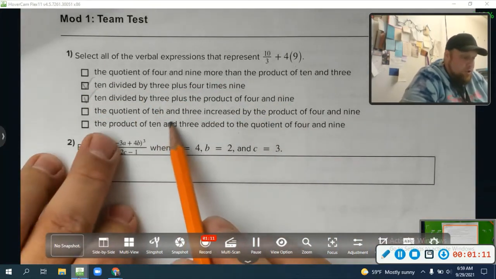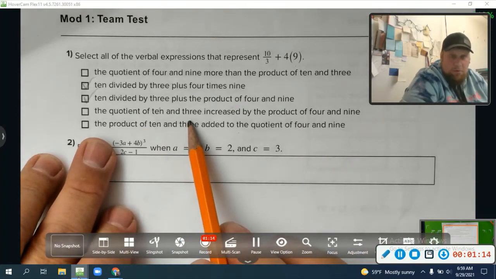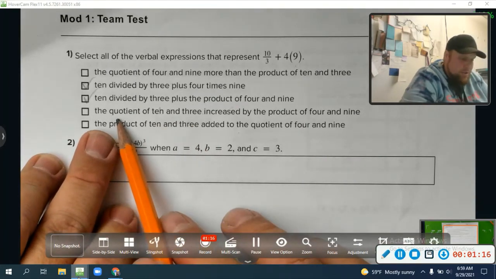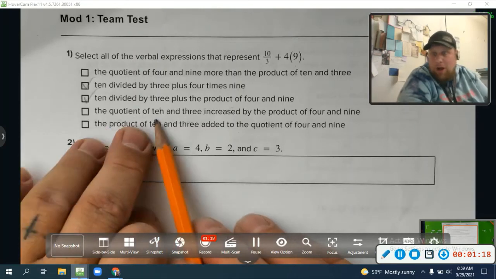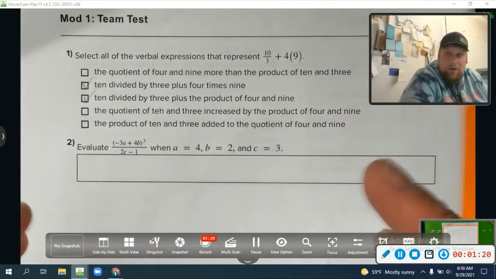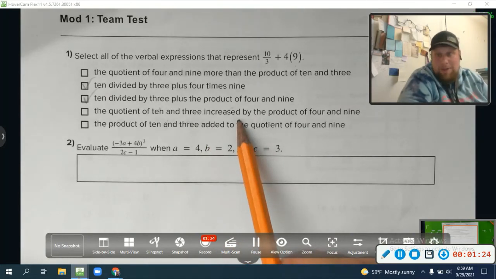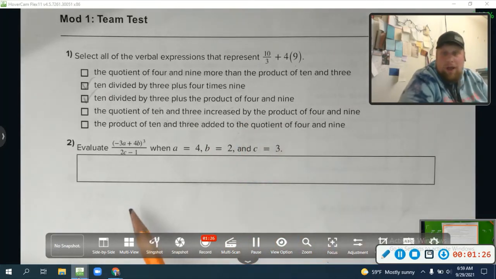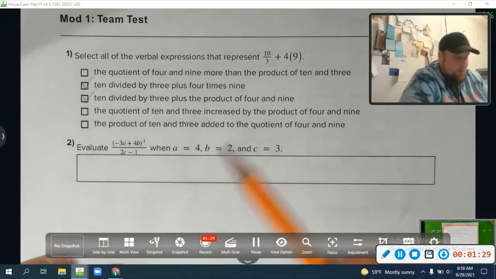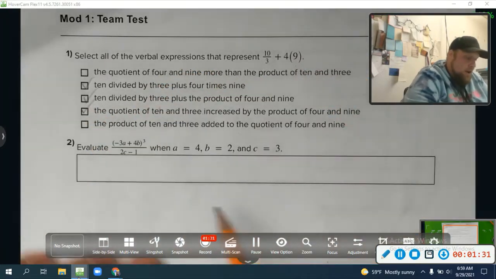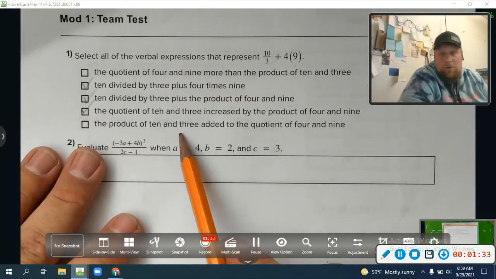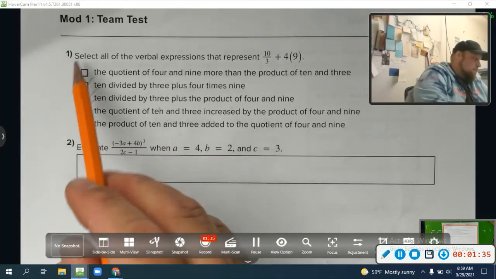The quotient of 10 and 3, well, that's 10 divided by 3. A quotient is an answer to a division problem. So the quotient of this, we're saying I want to divide 10 and 3. Increased by means plus the product of 4 and 9. Again, product of 4 and 9 is multiplying. That works. The product of 10 and 3, well, we're not multiplying 10 and 3, so that doesn't work. So it's these middle three answers.